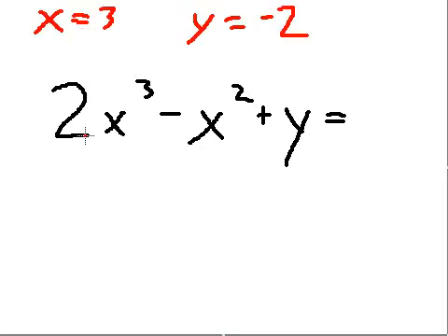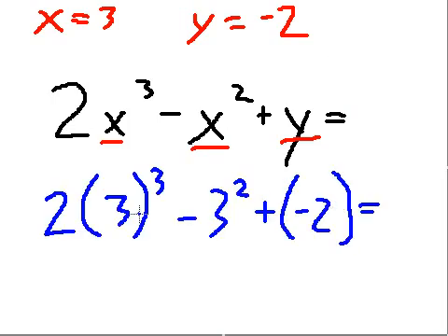Alright, so if x is going to equal 3 and y is going to equal negative 2, we simply plug those in and we're ready to solve. Again, don't be afraid of the negative number here. When we get it all laid out, you'll see that it's pretty simple to do the computation. Alright, this is what we get when we lay everything out.